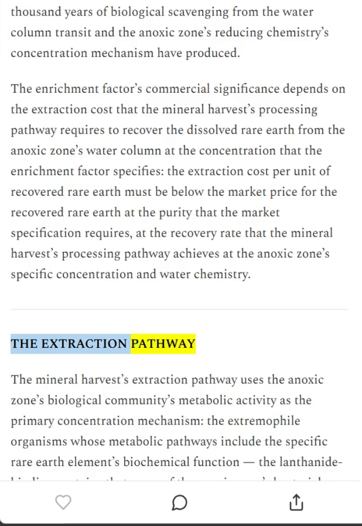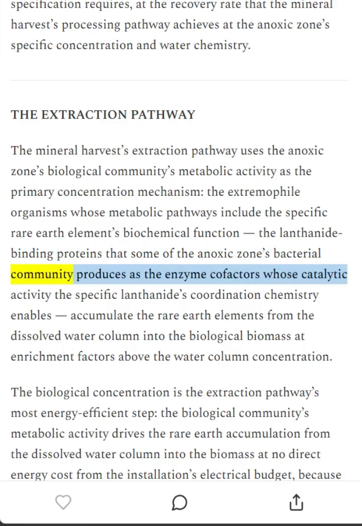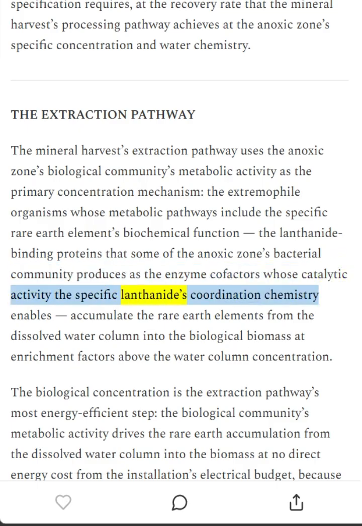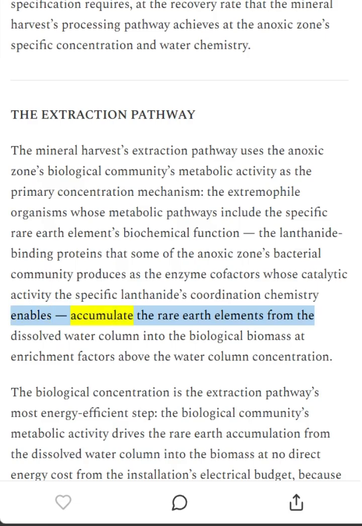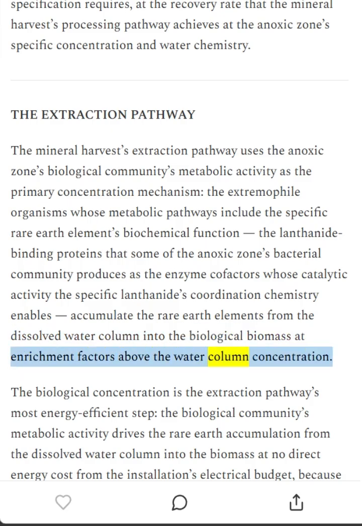The extraction pathway. The mineral harvest's extraction pathway uses the anoxic zone's biological community's metabolic activity as the primary concentration mechanism. The extremophile organisms whose metabolic pathways include the specific rare earth elements' biochemical function. The lanthanide-binding proteins that some of the anoxic zone's bacterial community produces as the enzyme cofactors whose catalytic activity the specific lanthanide's coordination chemistry enables, accumulate the rare earth elements from the dissolved water column into the biological biomass at enrichment factors above the water column concentration.